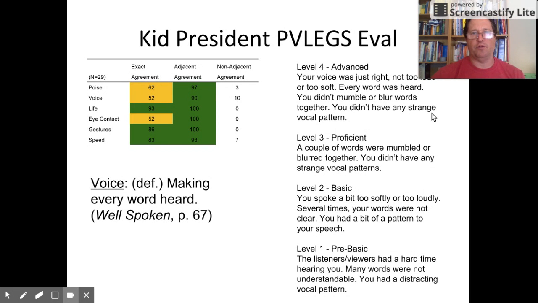How many words do we need for them to mumble? Do we want to talk about mispronouncing words here under voice, because I see that happen a lot.